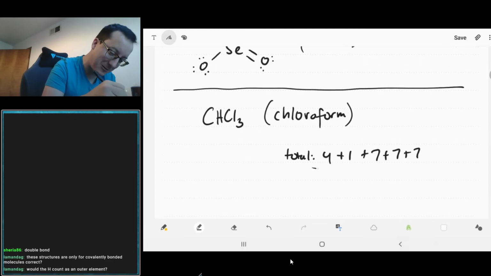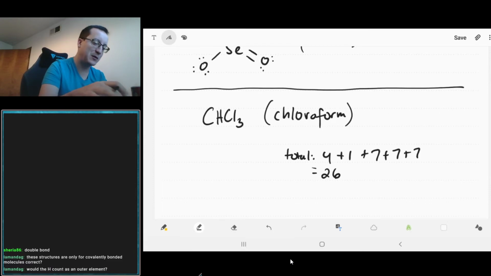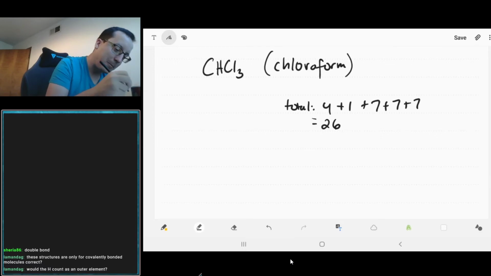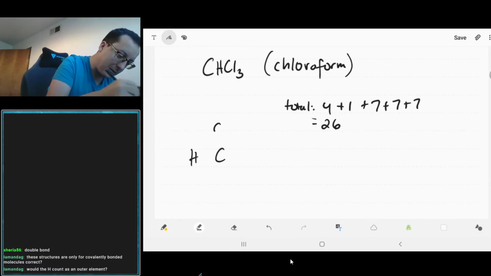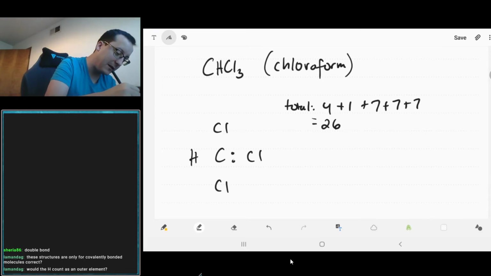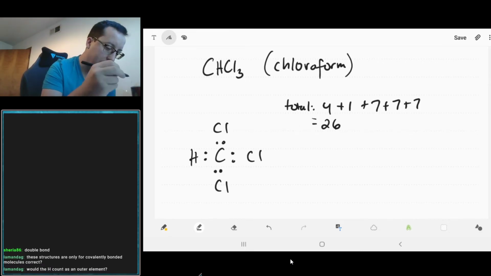Okay, 26 total then. We should not have an odd number of electrons. I'm going to specifically avoid odd electron systems for this class. So always an even number of electrons for us. Okay, so carbon, hydrogen, chlorine. Perhaps you can tell already what the geometry is going to be. We're never going to go more than four electron domains in this class, by the way.